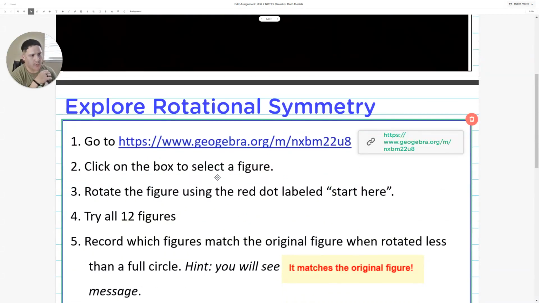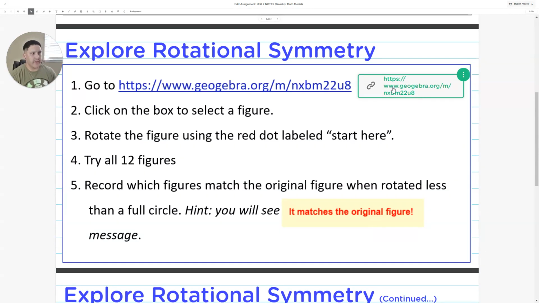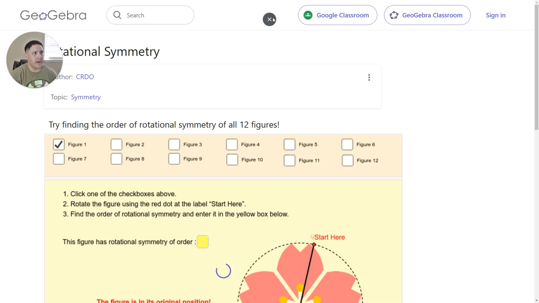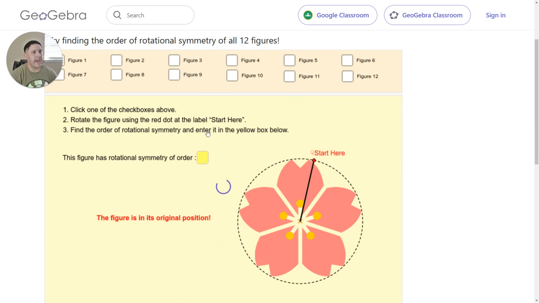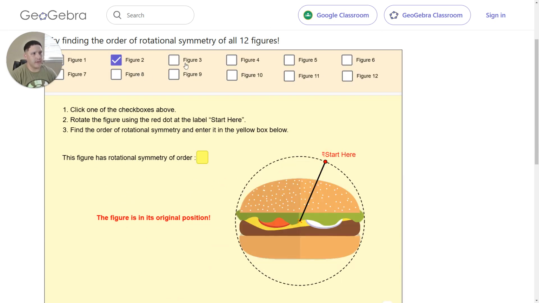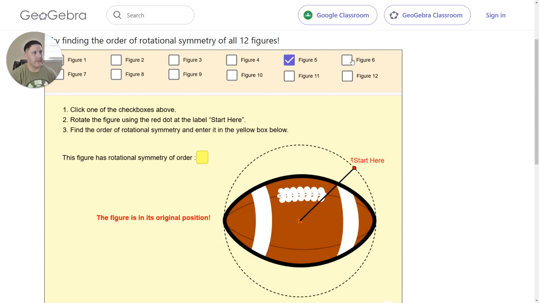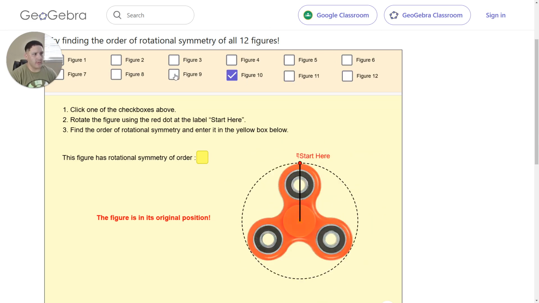Okay, another symmetry we're going to look at is rotational symmetry. I have another thing for y'all to explore. So the link is there for y'all to type up if you're just watching the video. And then there's a link in the ClassKick notes if you have the notes available for you. So when we click on it, it's going to take us to this page where you have 12 different figures that you're going to test if they have rotational symmetry.